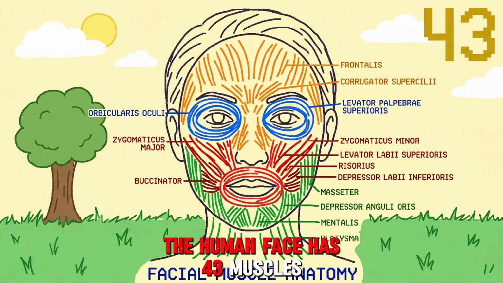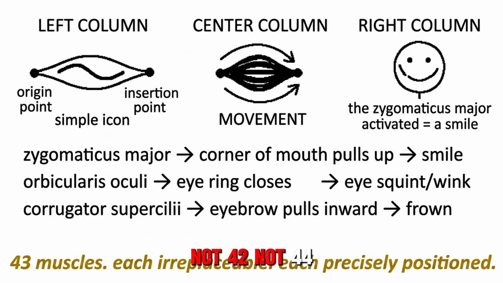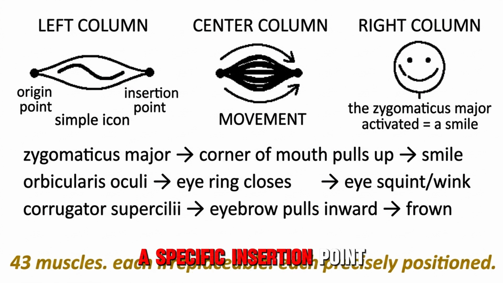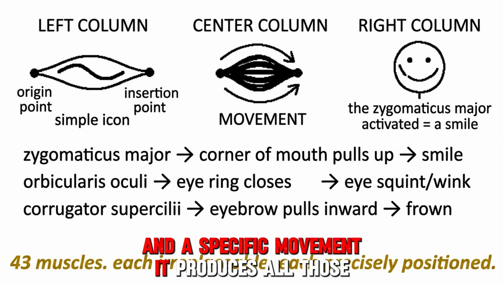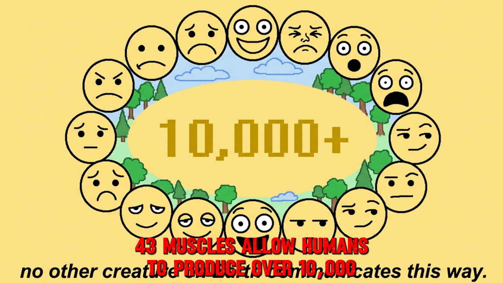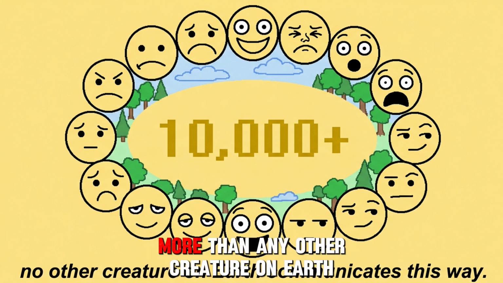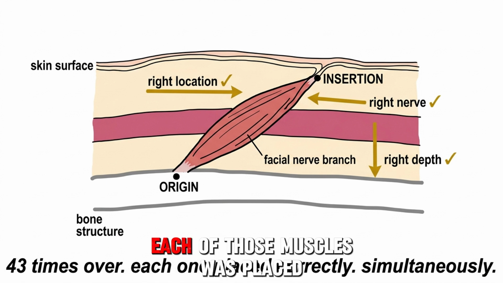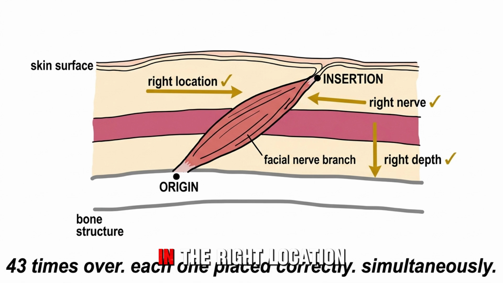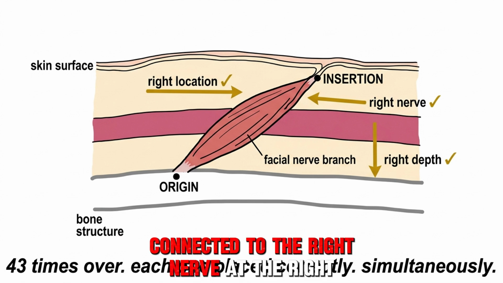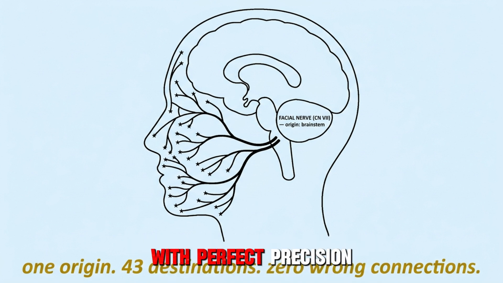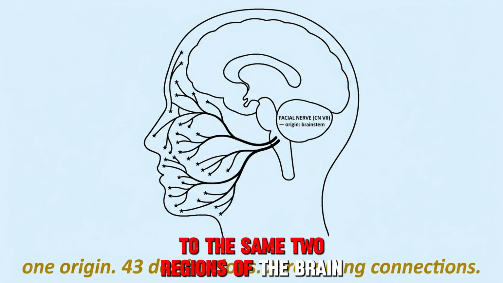The human face has 43 muscles, not 42, not 44, 43, each one with a specific origin point, a specific insertion point, and a specific movement it produces. All those 43 muscles allow humans to produce over 10,000 distinct facial expressions, more than any other creature on Earth. Each of those muscles was placed during embryonic development by the same genetic blueprint, in the right location, connected to the right nerve, at the right depth. And every nerve connecting those muscles routes back with perfect precision to the same 2 regions of the brainstem.